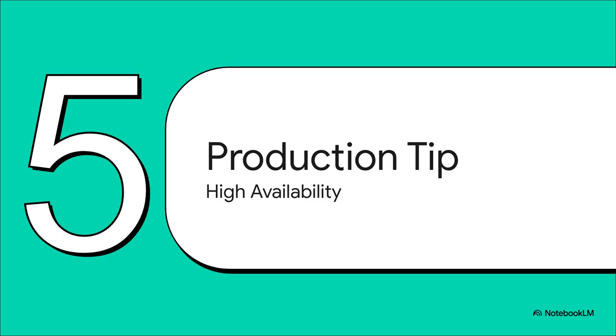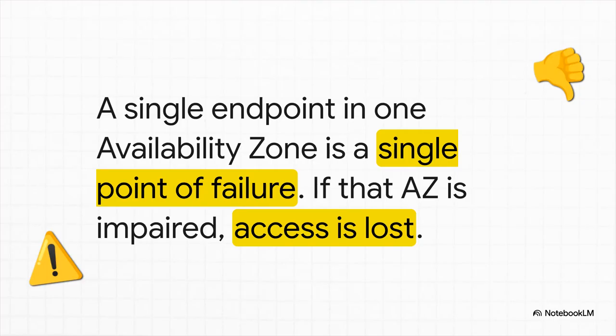Okay, so now you get how it works. But let's talk about doing this the right way, especially in a production environment. This is a crucial pro tip. Look, if you only create your endpoint in a single availability zone, you've just built yourself a single point of failure. It's a classic mistake. If that one AZ has an issue, poof, your resources in other zones lose their connection to the service.